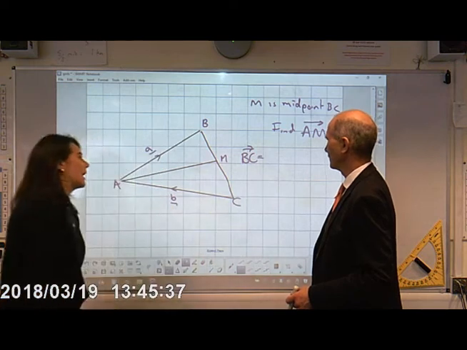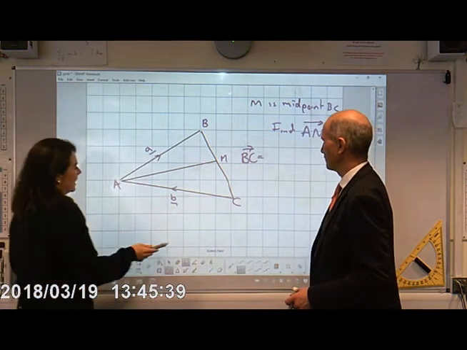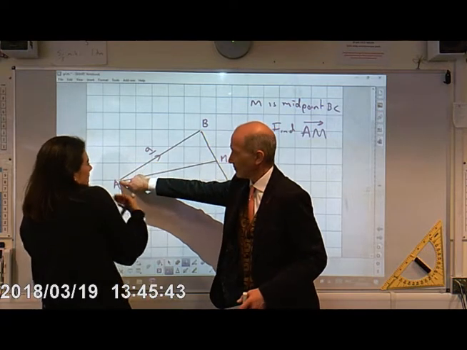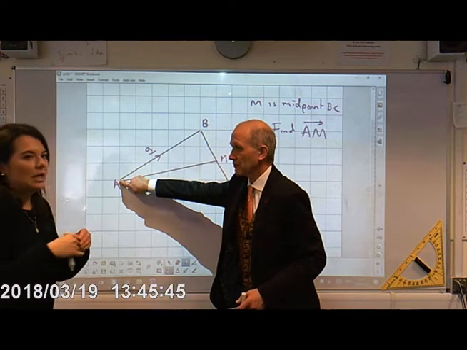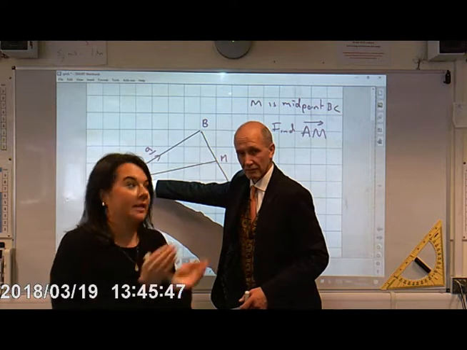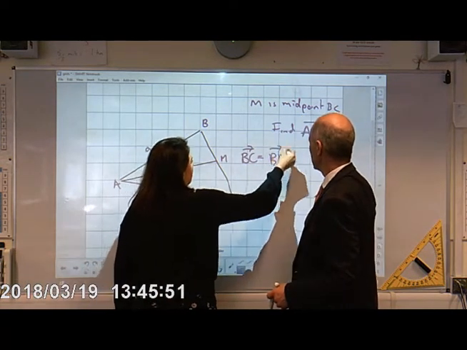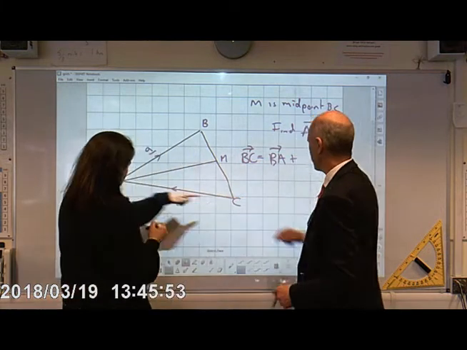Okay, so to go from B to C, you would have to go from B to A. It's kind of like what Mr. Casey was saying about going on roads. If you were going to go on a journey, you'd plan your journey first. So we've got B to A plus A to C.